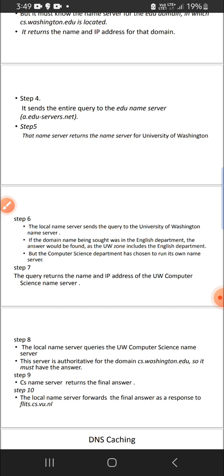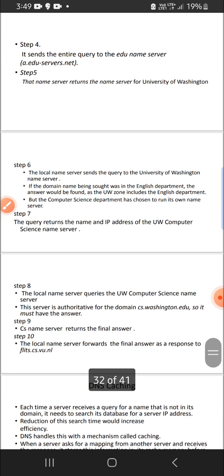The local name server queries the UW computer science name server. This server is authoritative for the domain cs.washington.edu, so it must have the answer. The CS name server returns the final answer. The local name server forwards the answer as a response to flit.cs.vu.nl.